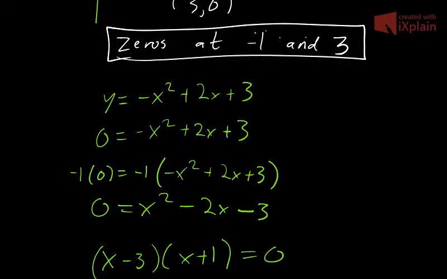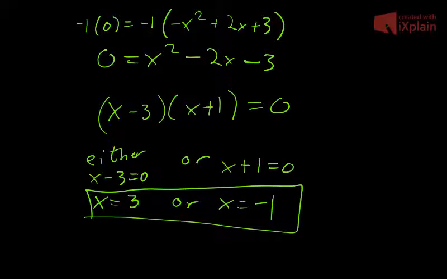If we look back up, I have negative 1 and 3 there, negative 1 and 3 here, and just like that, we are good to go.